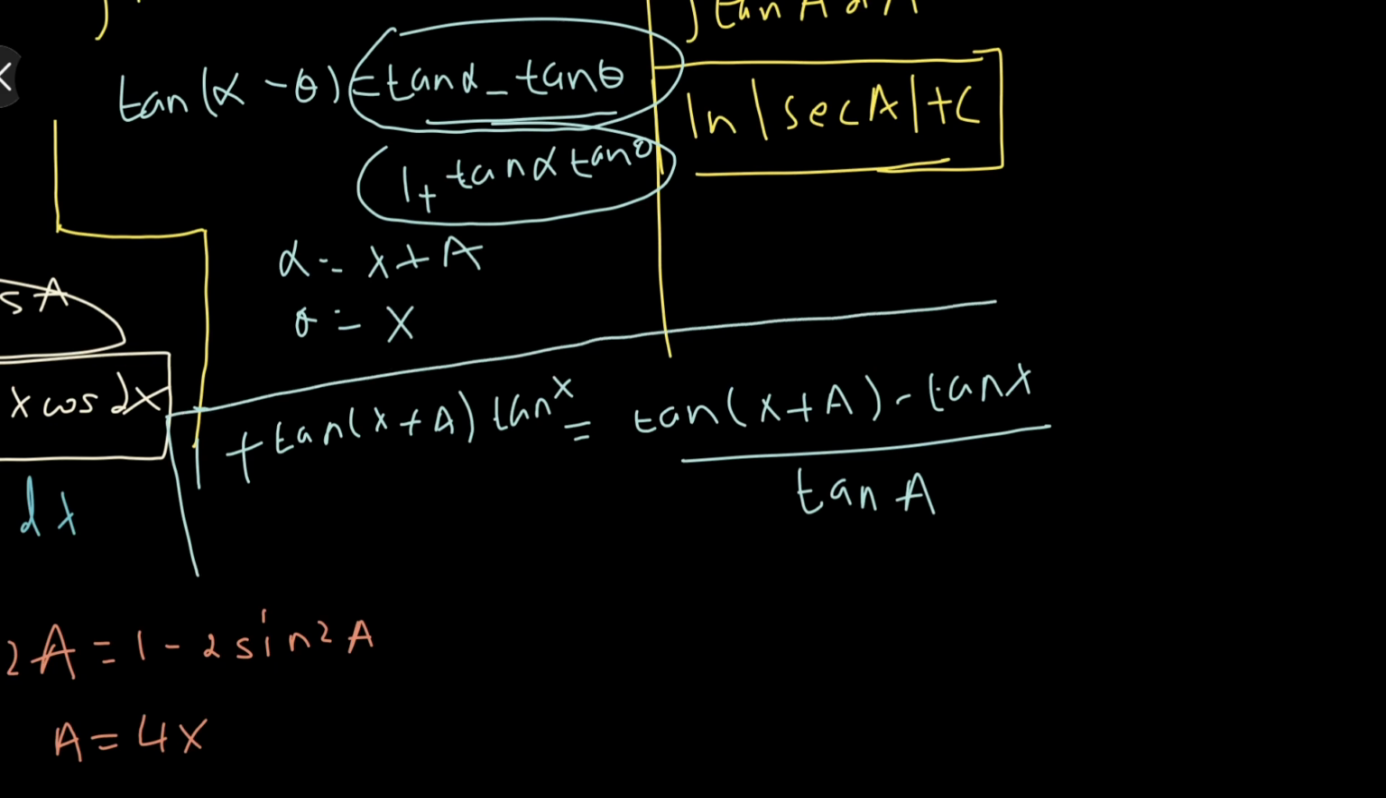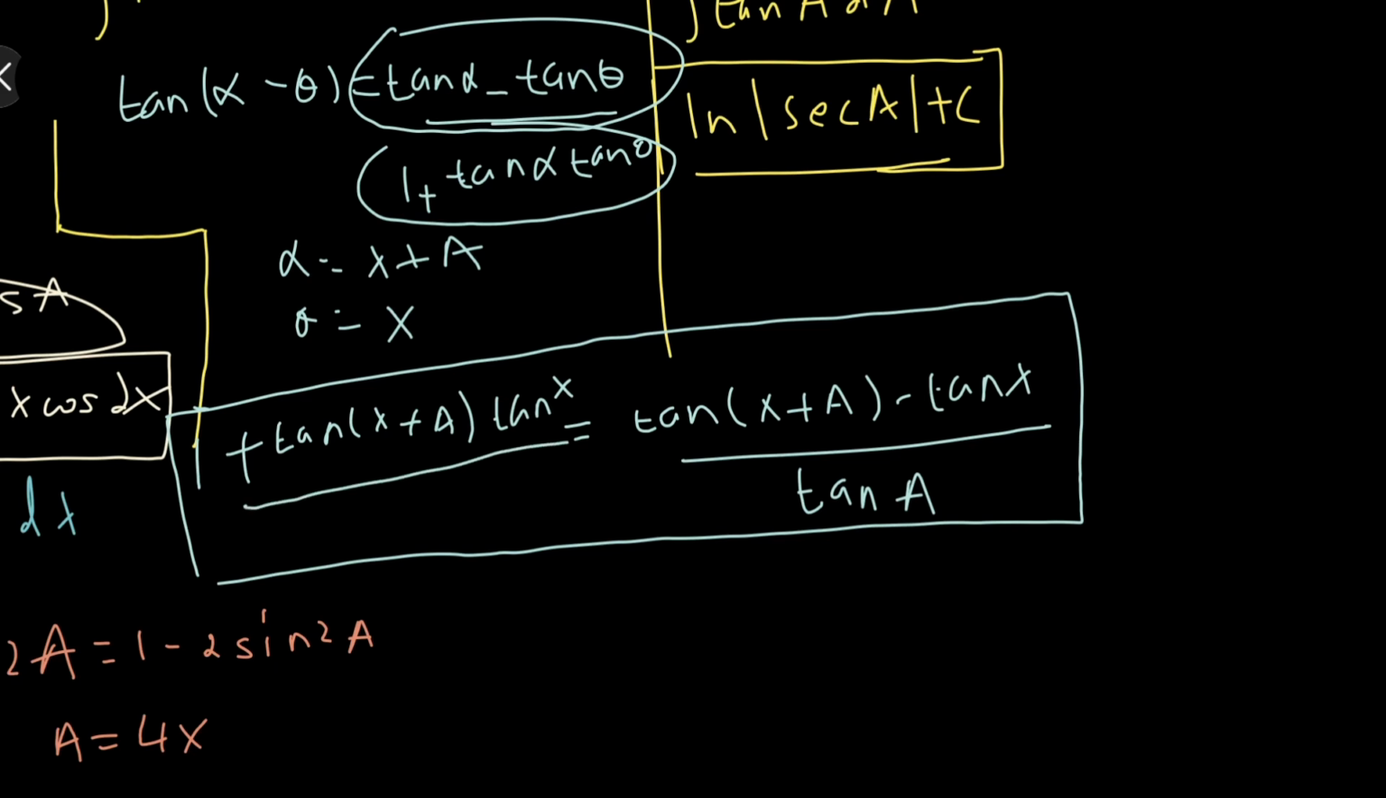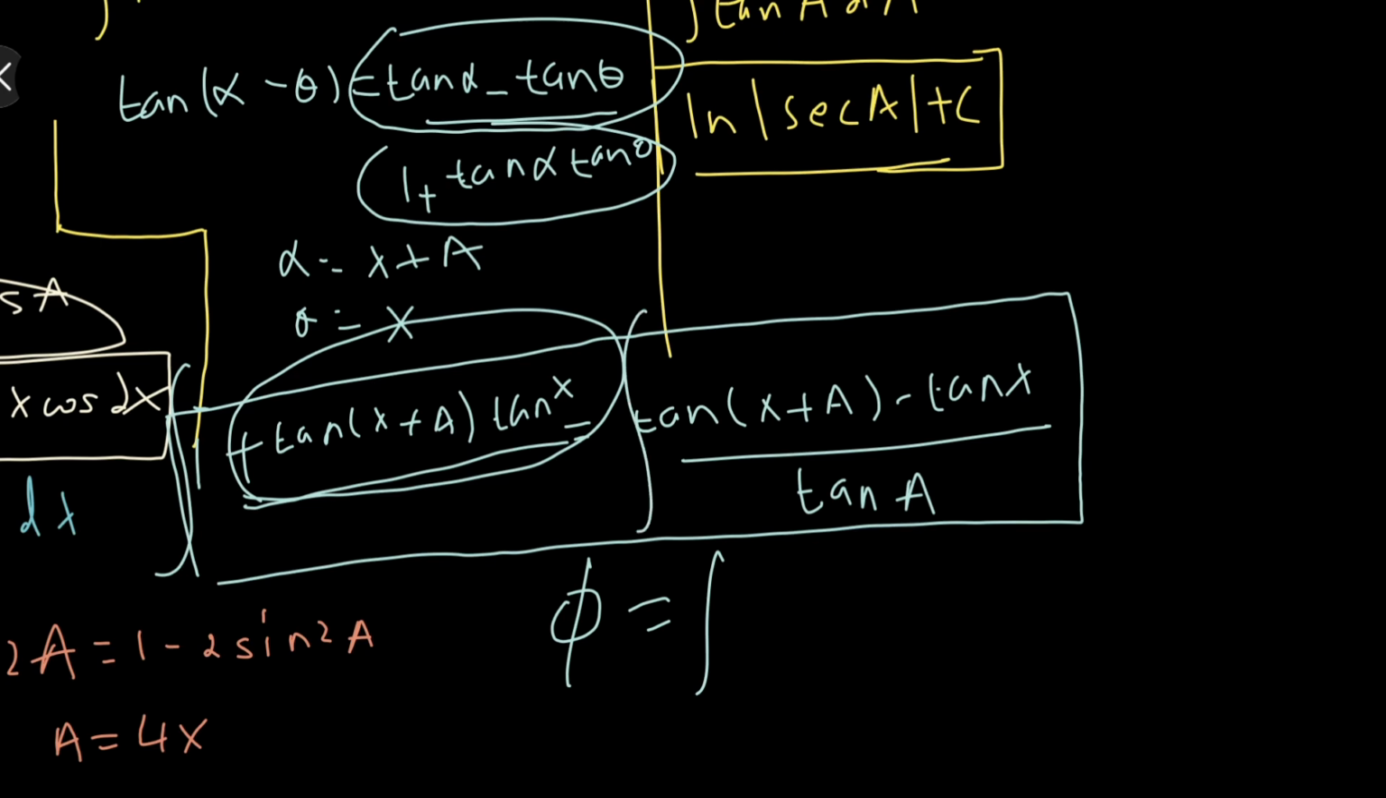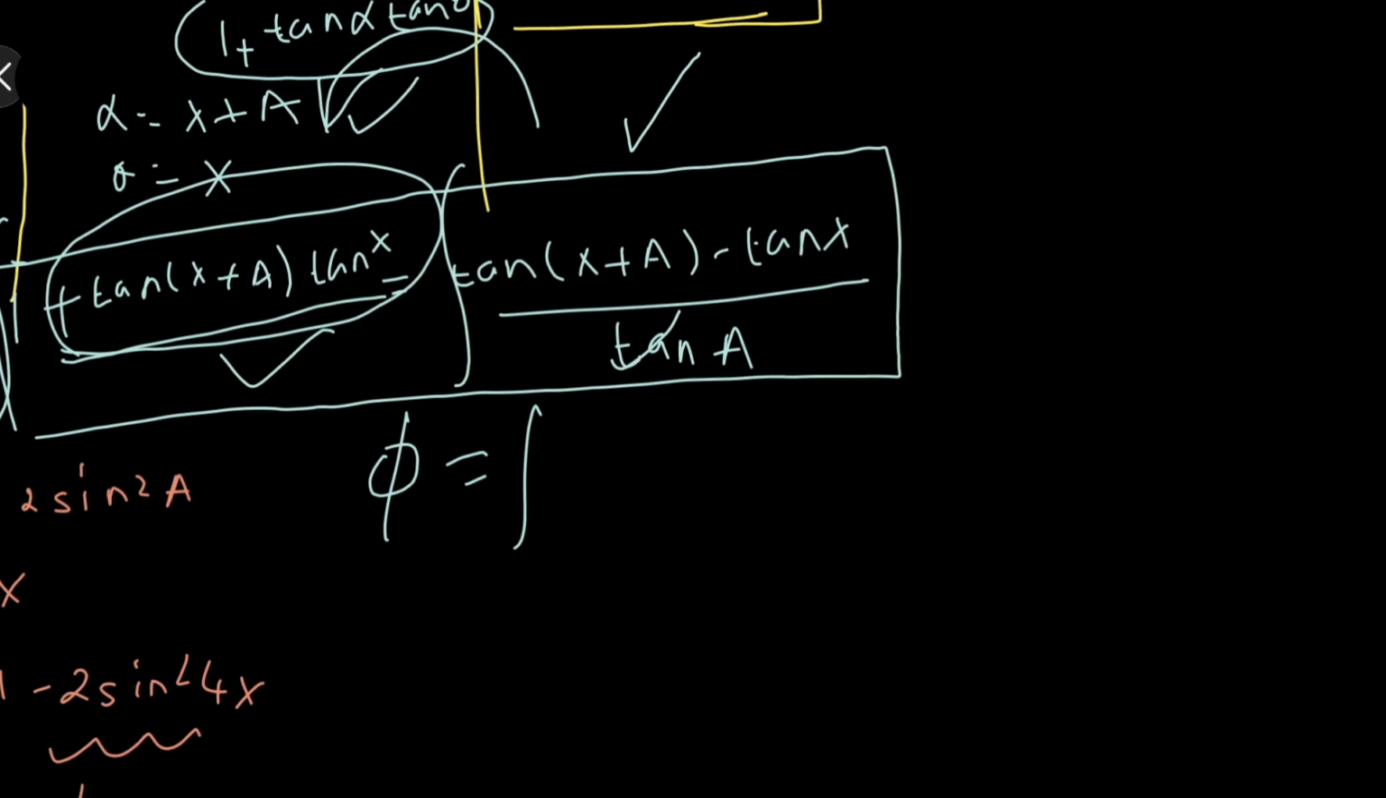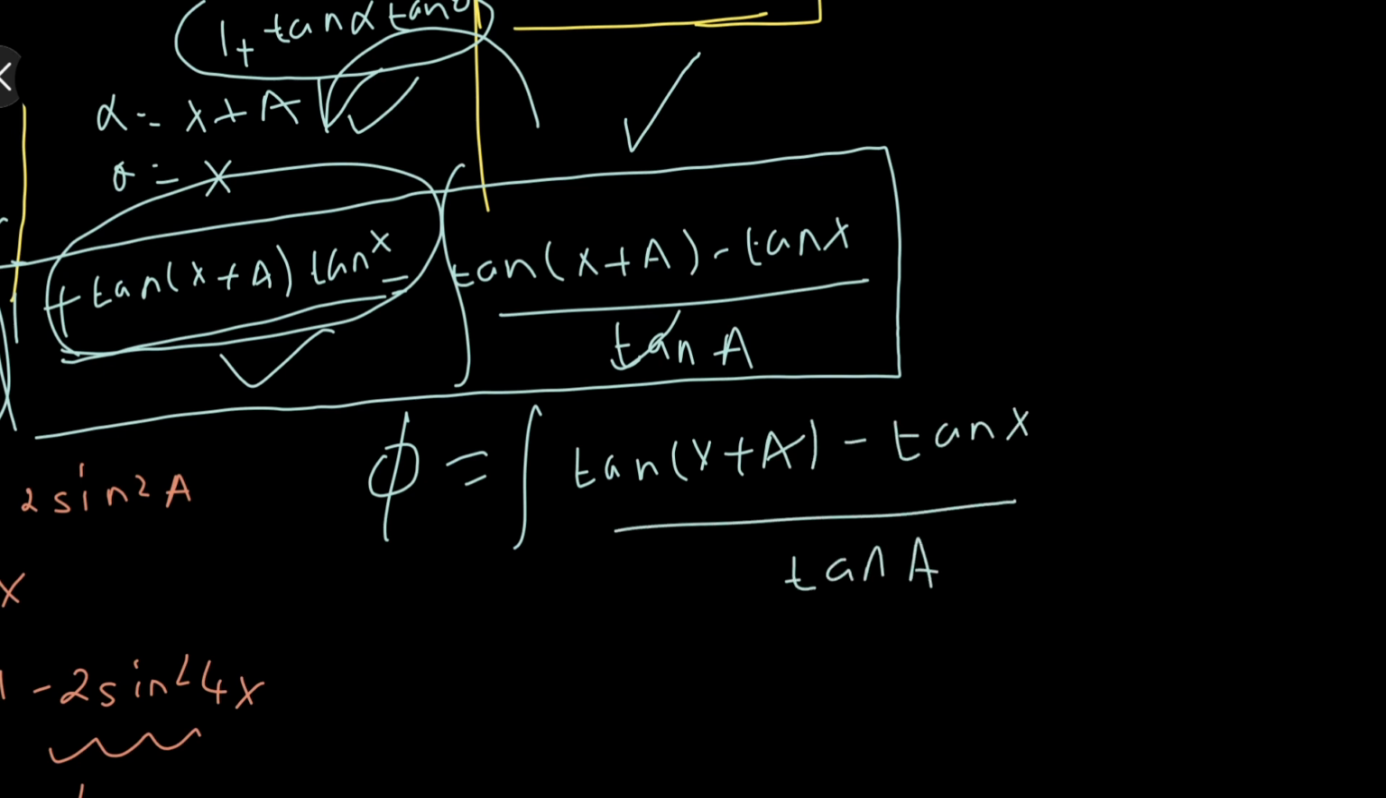Okay, so now we have this particular equation that is absolutely true and correct, and in this we have the value for 1 plus tangent of x plus a into tangent of x. So the original integration that we have taken as phi equals the integration of this particular term. The integration of this term would be the same as the integration of this term, as both are equal. So instead of finding the integration of this one, we will find the integration of this, and it will be the same. Well, simple and nice. So putting this here, that is going to be tangent of x plus a minus tangent of x divided by tangent of a. This is a constant, remember that, and at the end dx.